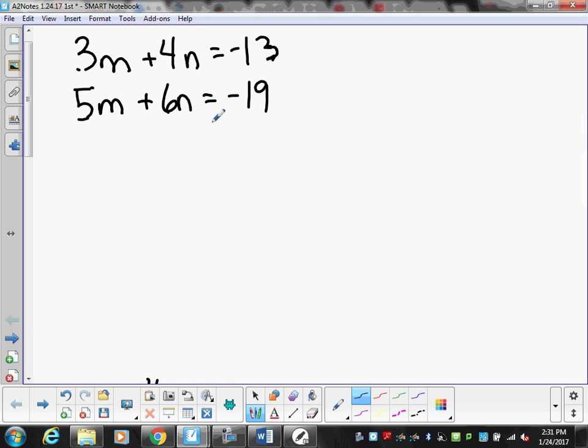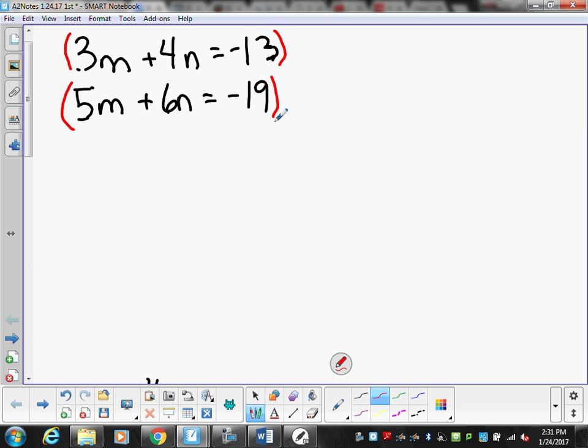In this one, do you have any opposite coefficients on the variables? No. So how do you get those? You must subtract. You're going to multiply by 5. Which variable do we want to eliminate? The M. The M. Okay.